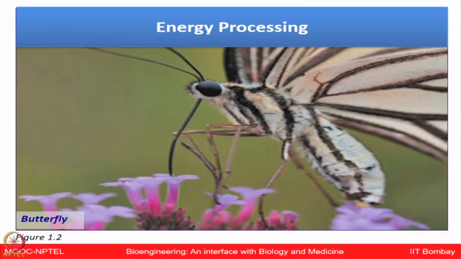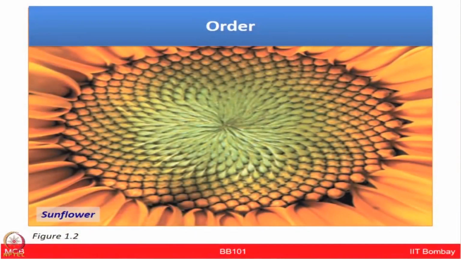Let us first start with energy processing. As you can see in the image, the butterfly is trying to obtain energy from the nectar of the flowers. The hummingbird can use this chemical energy which is stored in its food, and now it can power its flight. Let us look at the sunflower. How much orderliness we have in this flower, which illustrates a very beautiful example of the symmetrical structure which characterizes life.